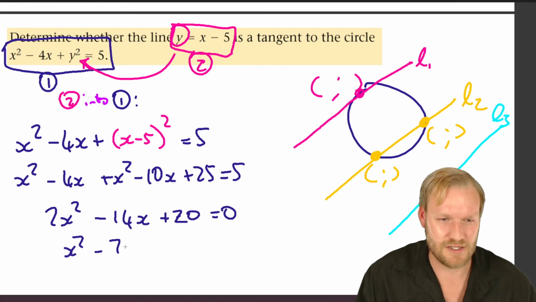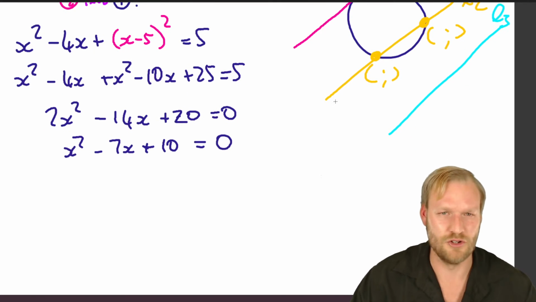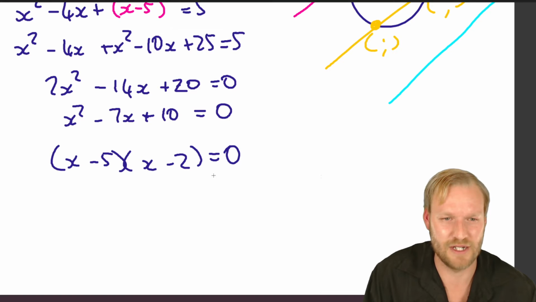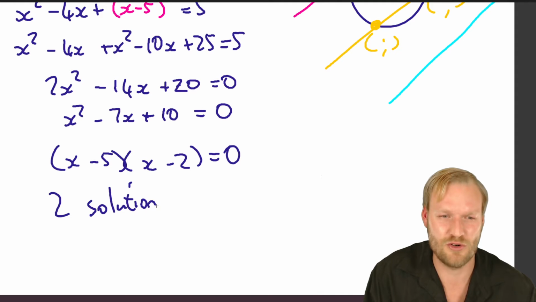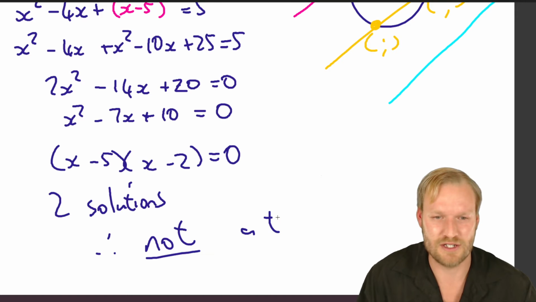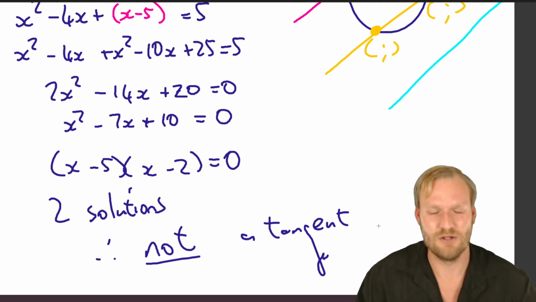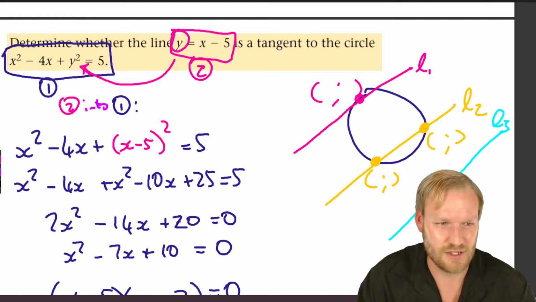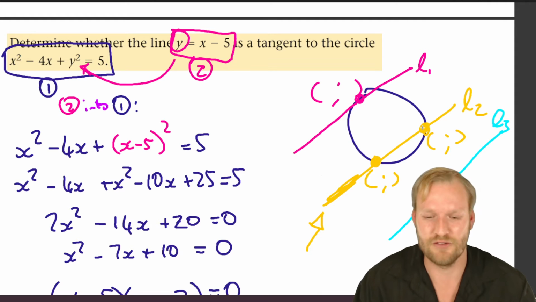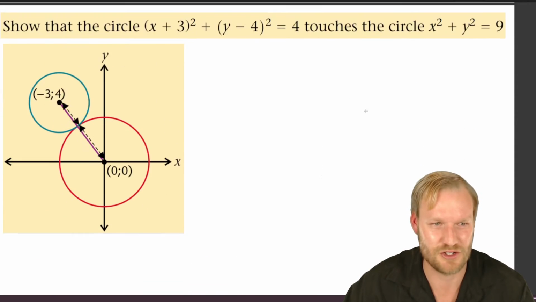Okay, I'm going to make my life easier and just divide through by 2. Now, you could put that into the quadratic formula, or if you're feeling up for it, you can always try and factorize. I reckon minus 5, minus 2. So the key point is that there are two solutions. It doesn't really matter what they are. They're two real solutions. So therefore, it is not a tangent, because there are two answers, which means we've got something like this yellow line going on. Okay, so that's how to tell if it's a tangent or not.